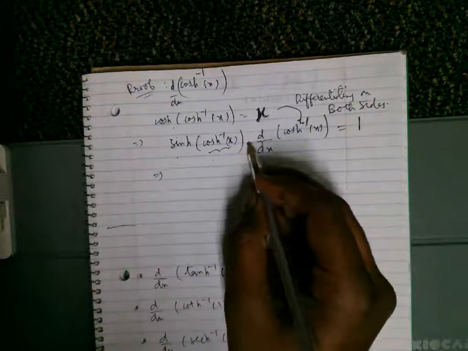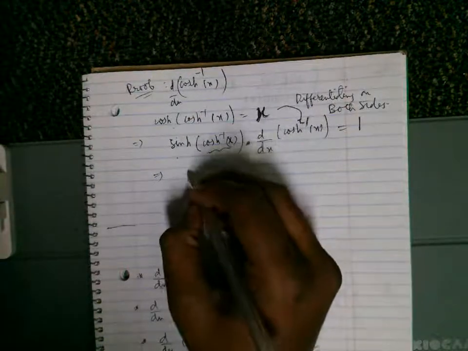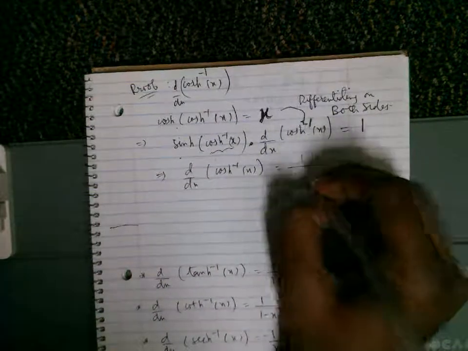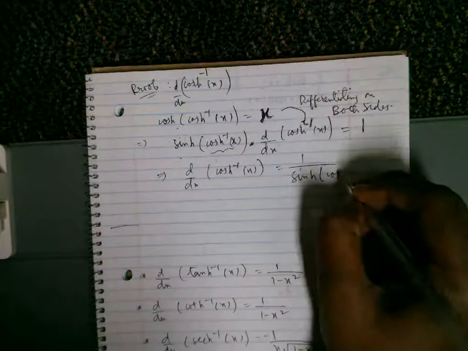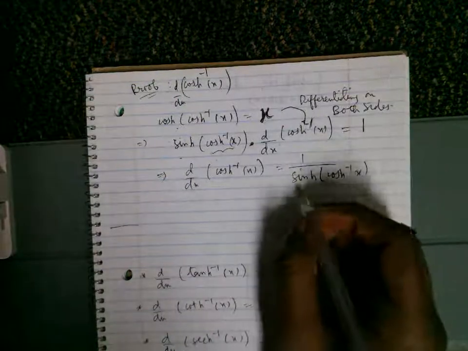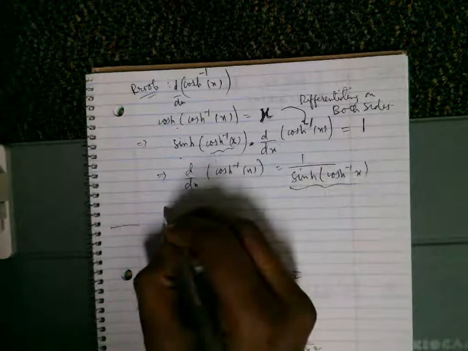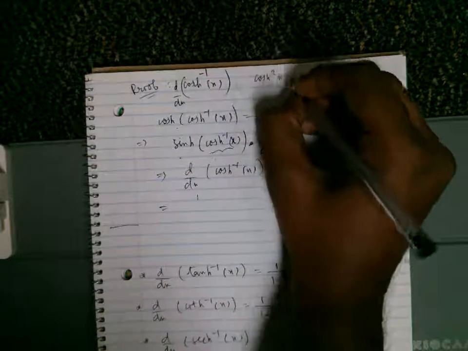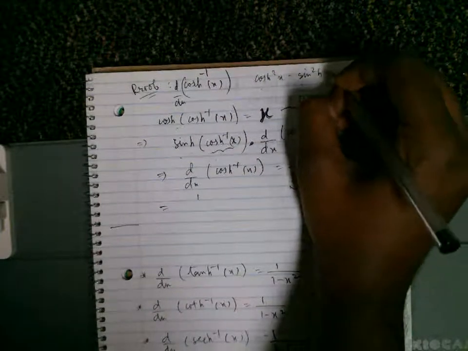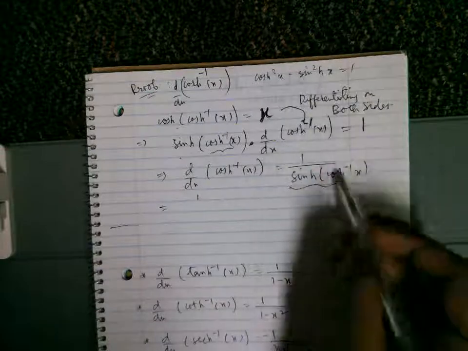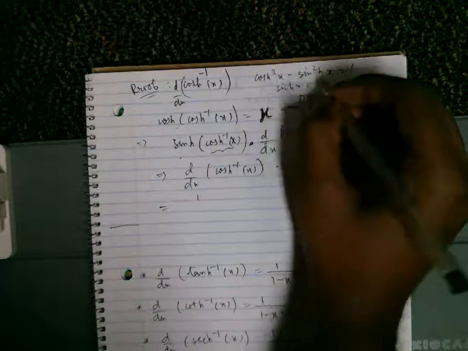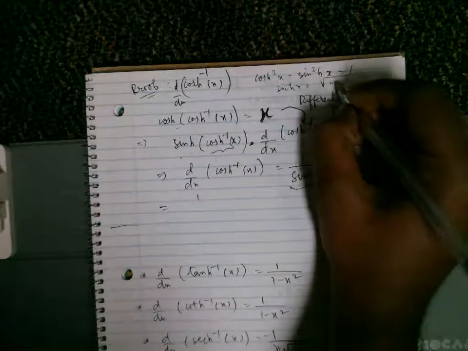All right. So now these are in multiplication, right? So the differentiation of cosh inverse of x is equal to 1 by sinh of cosh inverse x. So we have to find out what this is in terms of x. We know the formula that cosh squared x minus sinh squared x is equal to 1. So that means we can write sinh of x is equal to square root of cosh squared x minus 1, right?